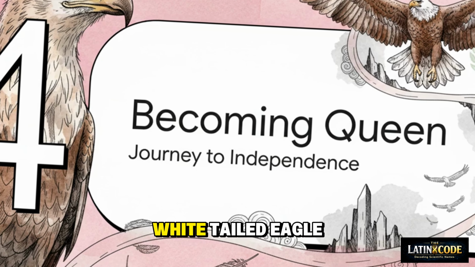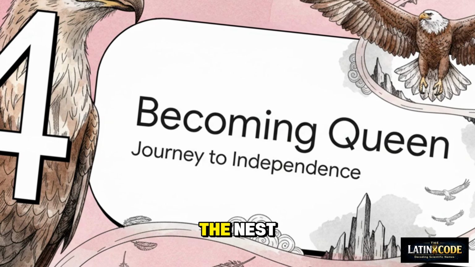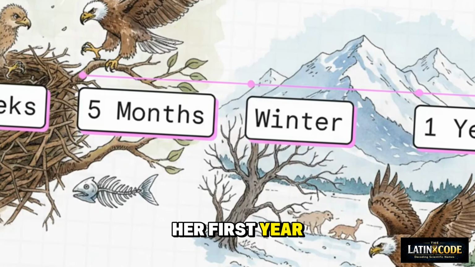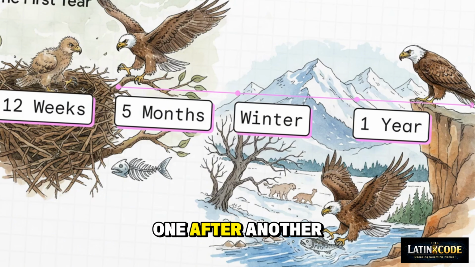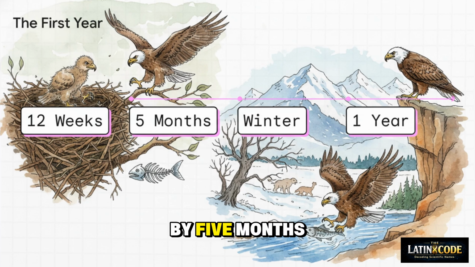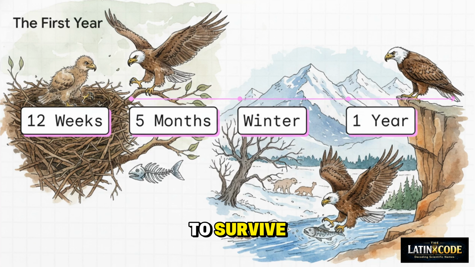Our young female white-tailed eagle, well, she's one of these survivors. She was the fittest chick in the nest, but surviving the nest, that's just the very beginning. Now her long, difficult journey to becoming a true queen of the sky really begins. Her first year is just a gauntlet of tests, one after another. At 12 weeks, she takes her first shaky steps outside the nest. By 5 months, the free meals from mom and dad stop. Her first winter teaches her tough lessons about scarcity and competition. And over that year, she slowly, painfully, masters the skills she needs to survive.